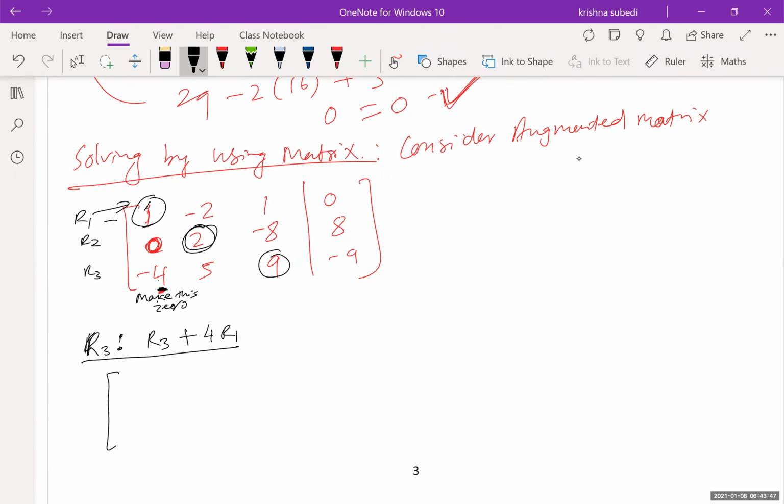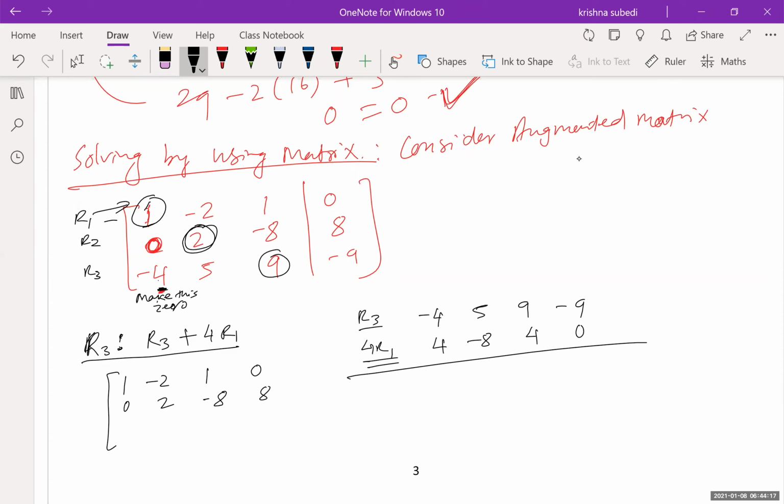I did nothing in R1, I just copy as it is. I did nothing in R2, I copy as it is. And what I did in R3 is R3 plus 4R1. So R3 is -4, 5, 9, -9, and 4R1 will be 4, and 4 times -2 is -8, 4 and 0. And you add them together. So this guy will be 0. You'll get -3, you'll get 13, and you'll get -9.